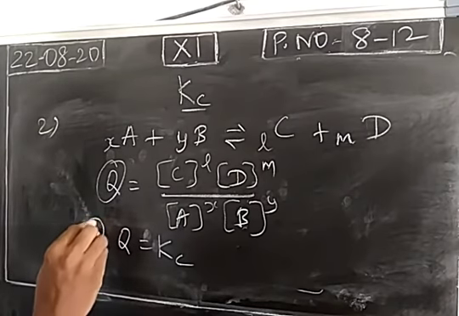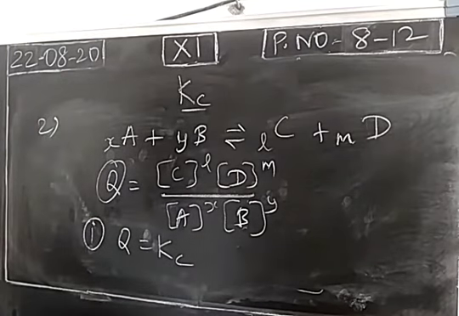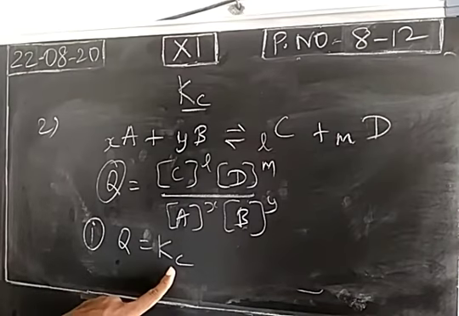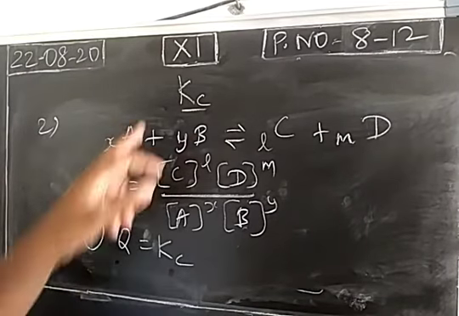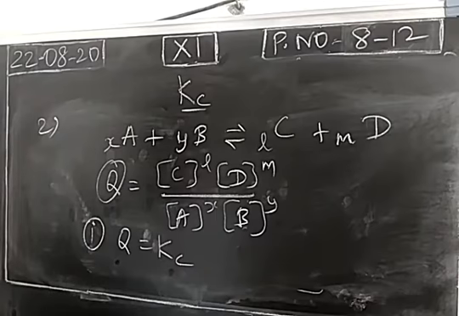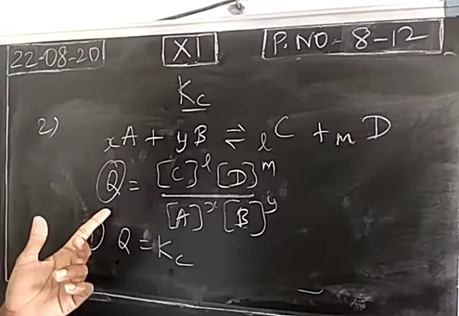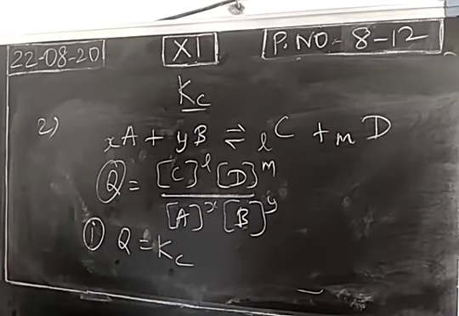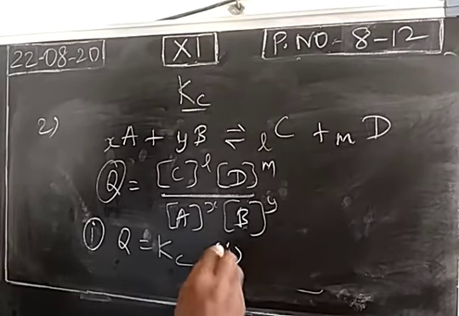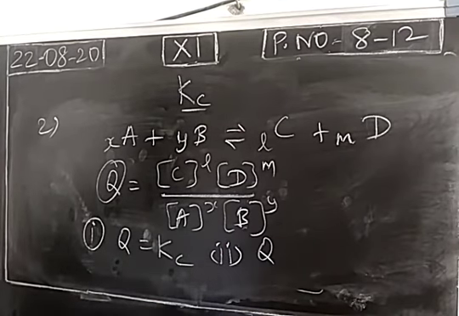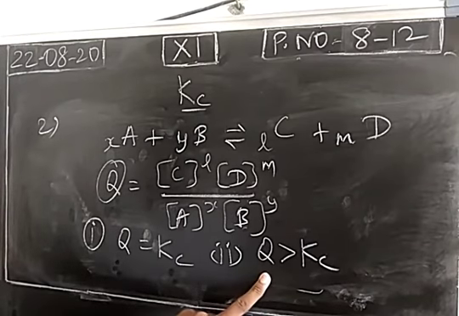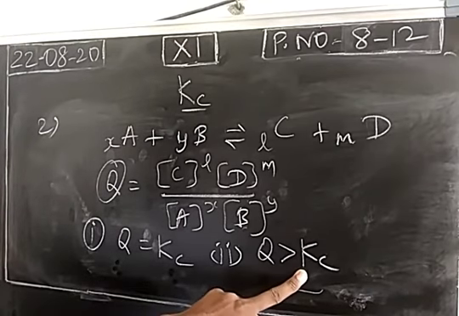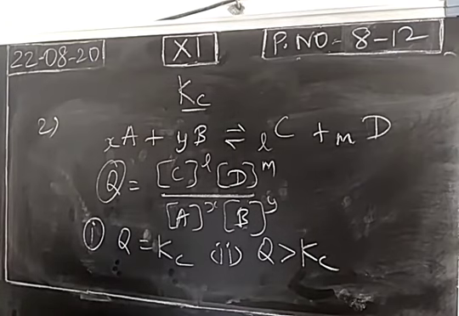So there are three conditions. Number one, if Q value is equal to Kc, the reaction has reached equilibrium. As I said, Q is replaced by Kc when the reaction reaches equilibrium. So if both values are equal, the reaction has already attained equilibrium. Second case, Q value is greater than Kc. Under non-equilibrium condition, you are calculating Q value. After reaching equilibrium, you are calculating Kc value.